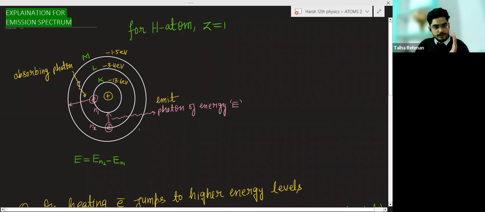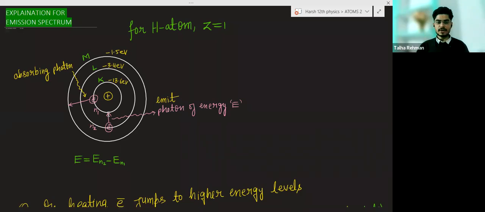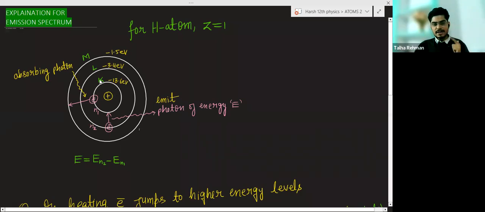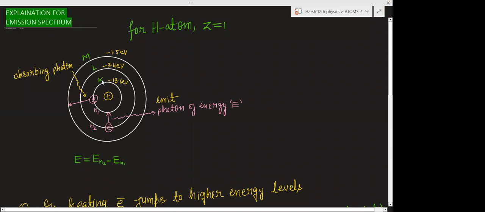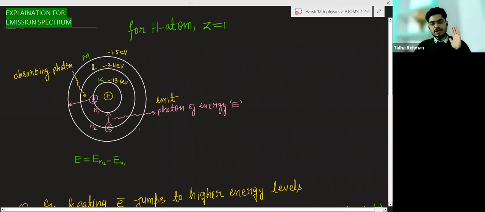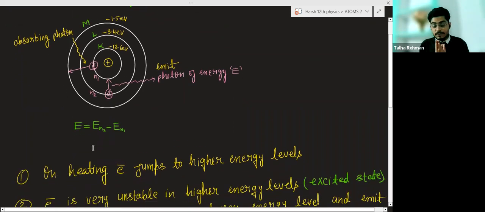Or you can see here, this electron is absorbing energy. If the electron absorbs some energy, it will move to the higher energy level. If the electron is initially at the higher energy level and goes to the lower energy level, it will release energy. When the electron gets energy, it will move to a higher energy level. L is the higher energy level with respect to K, and M is the higher energy level with respect to L.